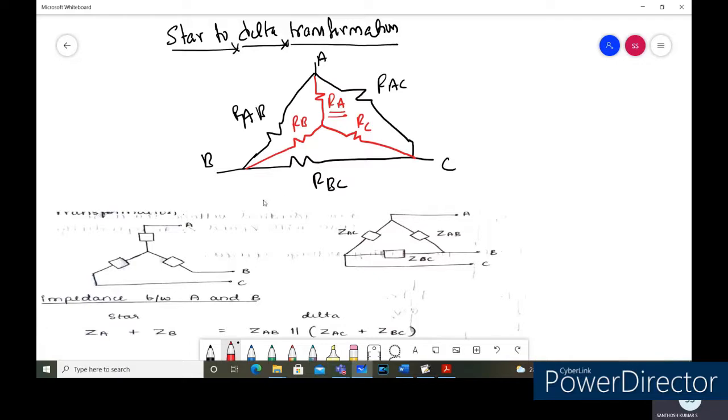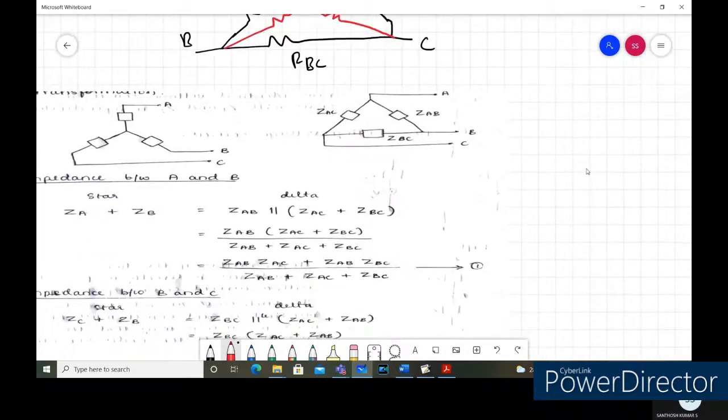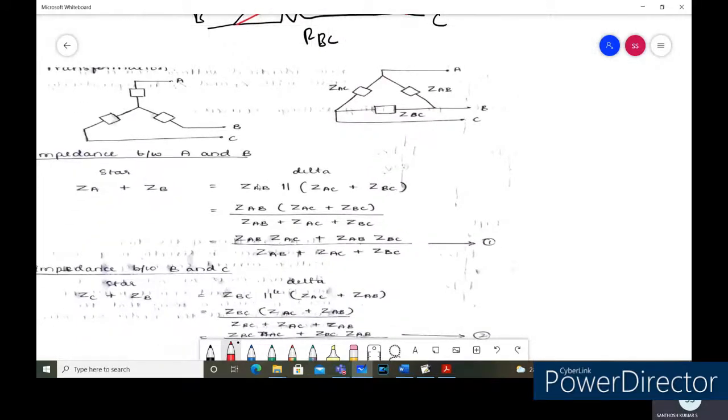Now let us see the conversion between the delta and star networks. Let us see one conversion here, and later we'll do the remaining part. In order to derive the expression, I consider the star network here, and we are going to convert it into the form of the delta network. Here we are going to find the equivalent resistance between the terminals A and B.